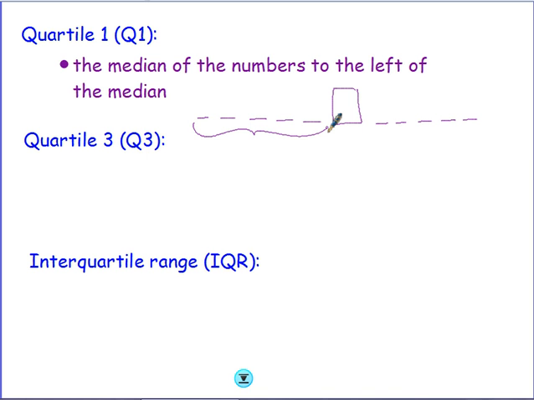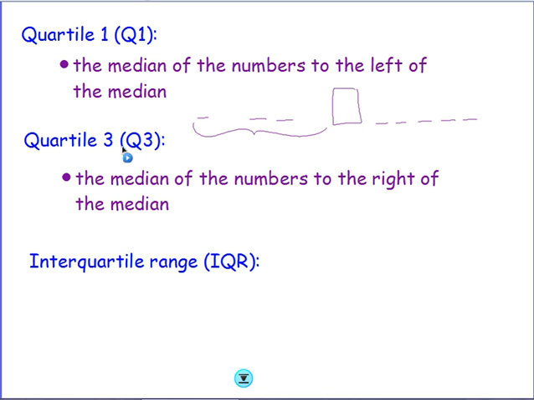The reverse is true for quartile 3. Quartile 3, also known as the third quartile or Q3, is the median of the numbers to the right of the median. In other words, you find the middle of those guys. Then we have the interquartile range. Again, it's a range. So we're subtracting two numbers. It is simply quartile 3 minus quartile 1. And yes, I want you to find the answer.